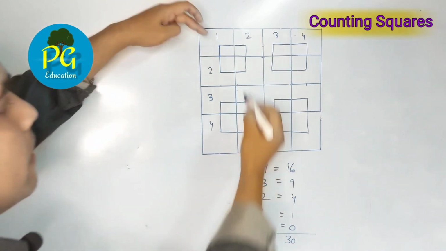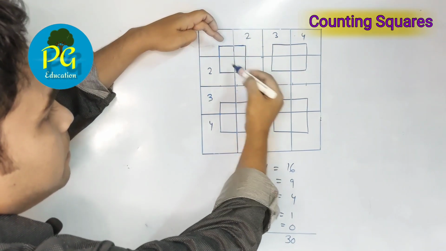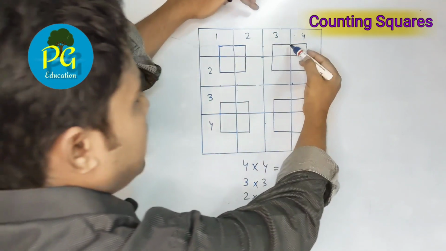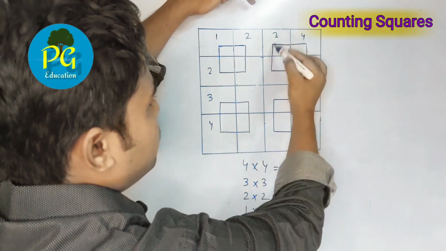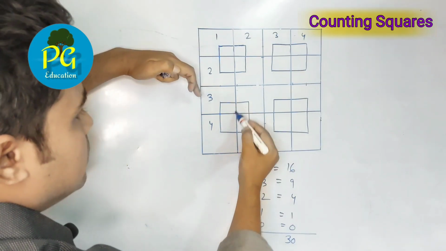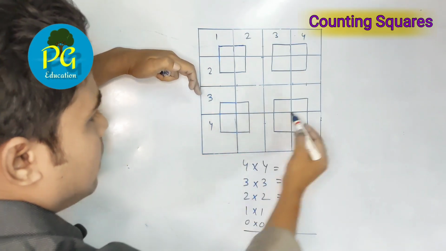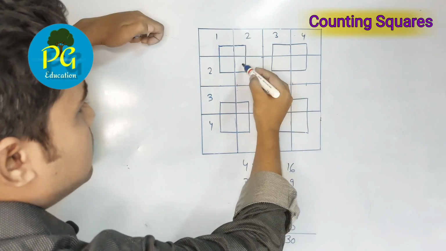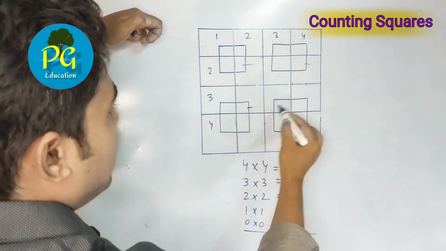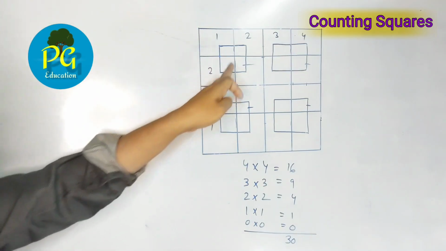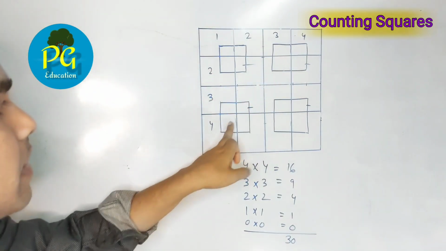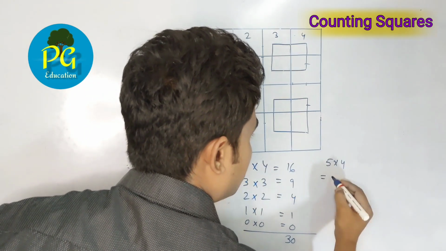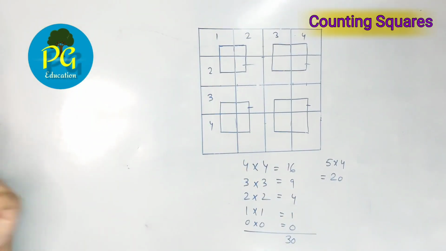Here you look, there is a plus sign inside this square. There is another plus sign inside this square also. Here also there is a plus sign inside this square. Here also there is a plus sign inside this square. So for this square, this square, this square and this square, we have to take 5 squares, 5 squares, 5 squares and 5 squares. That means 5 into 4, that means 20 squares. Okay.